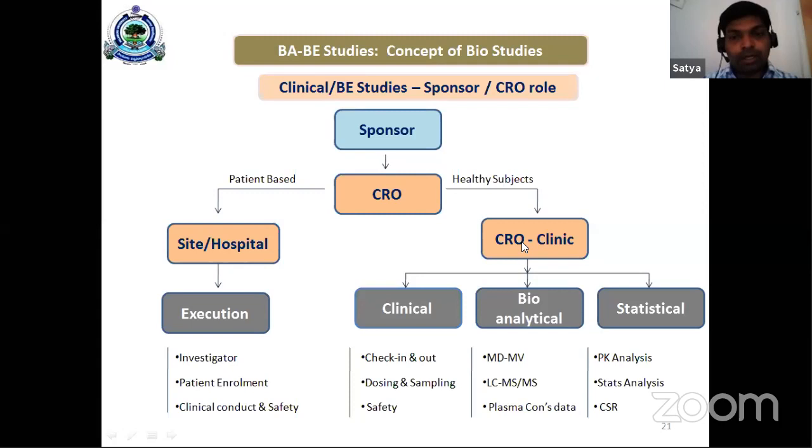There are three clear phases in bioequivalence studies. One would be clinical, second would be bioanalytical, third one would be statistical. So what activities take place in each? In the clinical phase, check-in and check-out of the subjects will take place, along with dosing and sampling. I will brief on these activities in the next slide, and safety of the subjects will be taken care of. Coming to the bioanalytical part, they will do method development and method validation.